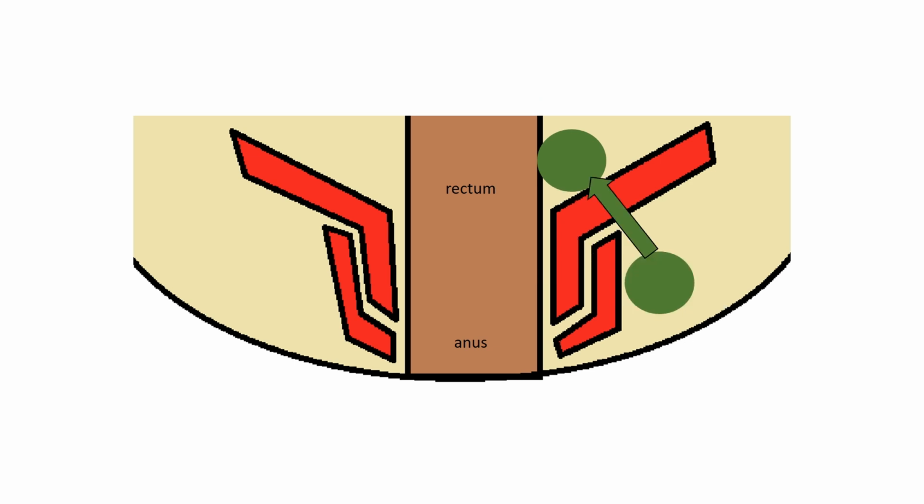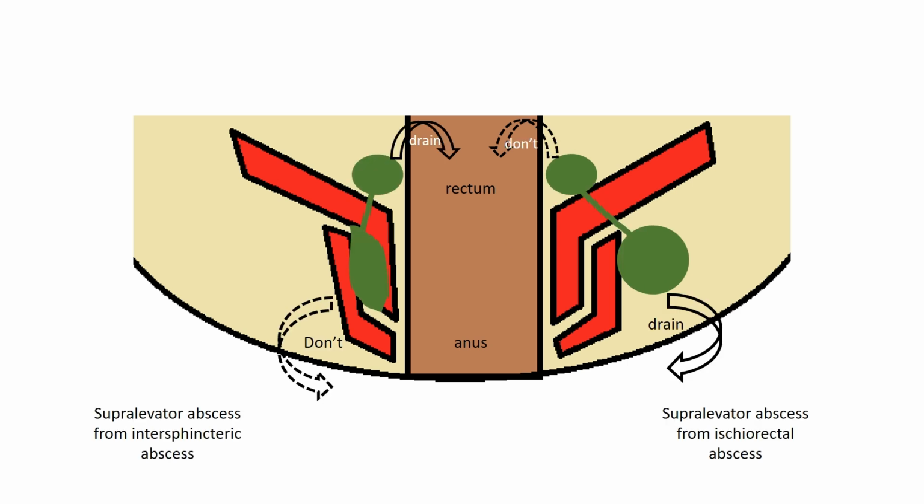Also, supralevator abscess coming from the ischiorectal fossa that is incorrectly drained from the rectum will create a fistula. The extrasphincteric fistula. Again, extrasphincteric fistula does not pass any of the anal sphincters. Here's a quick summary on how to properly drain supralevator abscess.